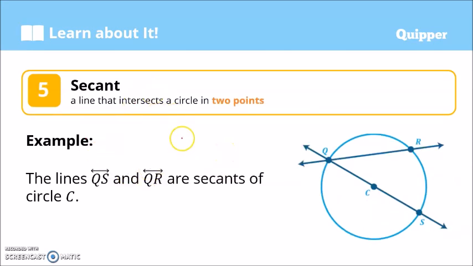Secant. Ito naman si secant, para siyang chord. Kaya lang, ang kaibahan, si chord line segment, si secant naman ay line. Anong kaibahan ng line at saka ng line segment? Si line, wala siyang ending. Kaya nga, ang symbol niya ay may arrowhead sa both direction. Kasi wala siyang ending. It goes forever. While si line segment naman, meron siyang mga ending. Nag-i-end siya sa mga points. So, a line that intersects a circle in 2 points is called a secant.